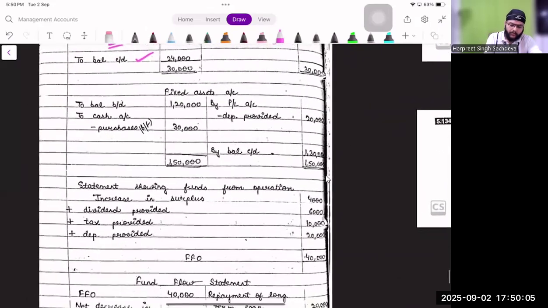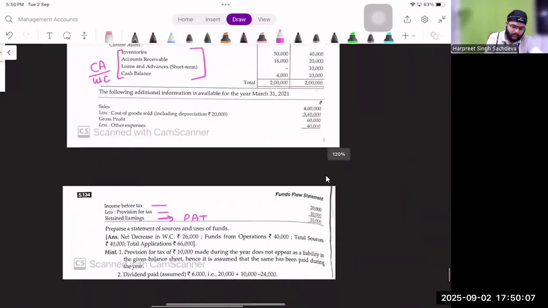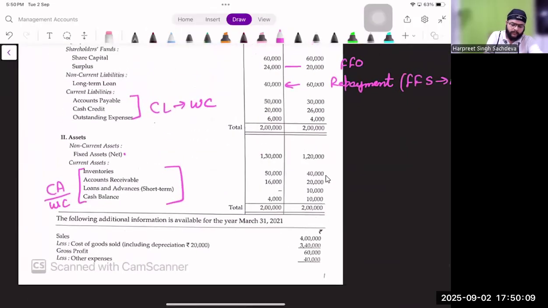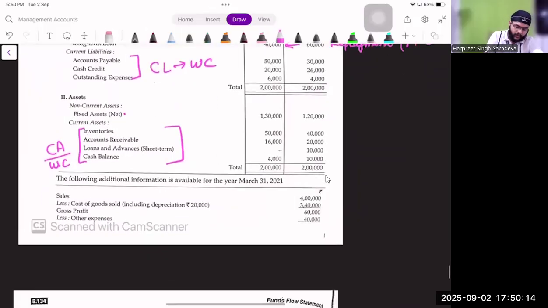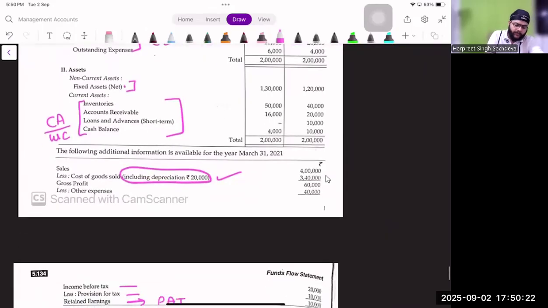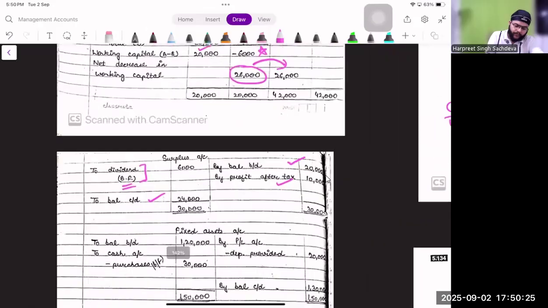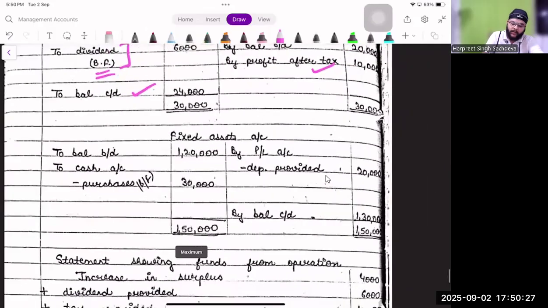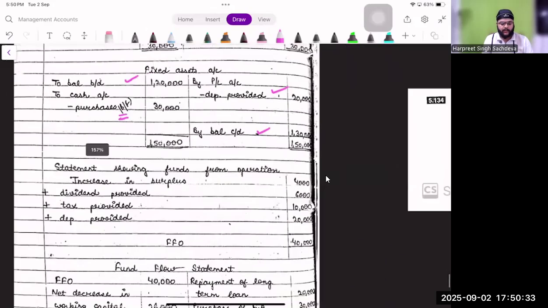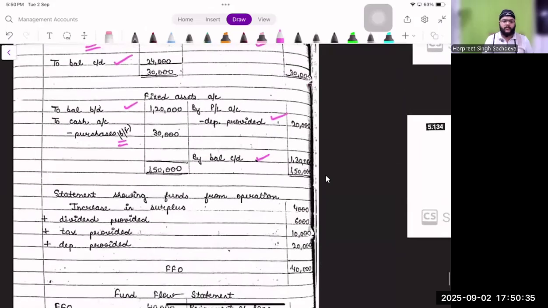So next, now you can make the fixed asset account. Raja, fixed asset account, depreciation is given as 20,000 below in the income statement. Its opening balance is given, closing is given, depreciation is given in the income statement, and your balancing figure will be the purchases. Any doubt, Raja?